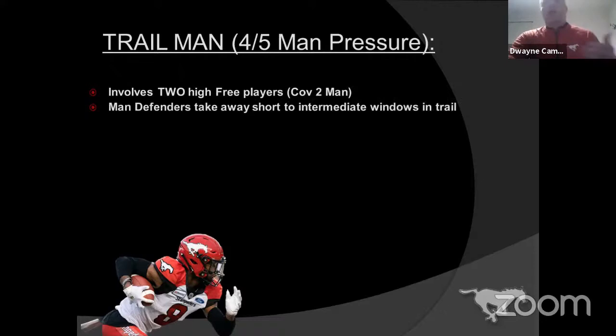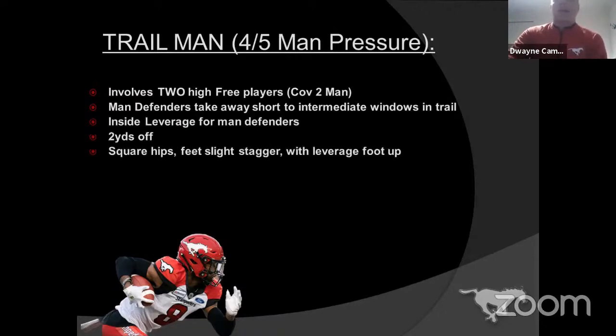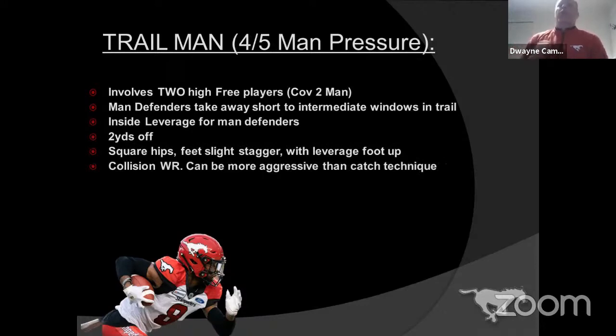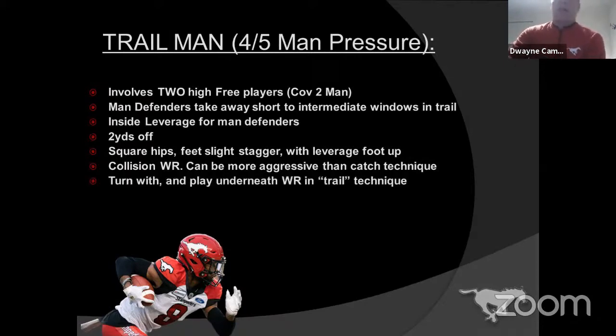All right, so we've got two high free players, split safety coverage, man defenders are taking away short and intermediate windows and trail, inside leverage, 2 yards off, square hip, slight stagger like we mentioned earlier with catch technique with the leverage foot up, collision the receiver. Now we can be more aggressive in trail than we could in catch technique because we've got two high defenders over the top helping out. So if we get beat off the line of scrimmage, it's not the end of the day. We can turn with and play underneath the receiver.